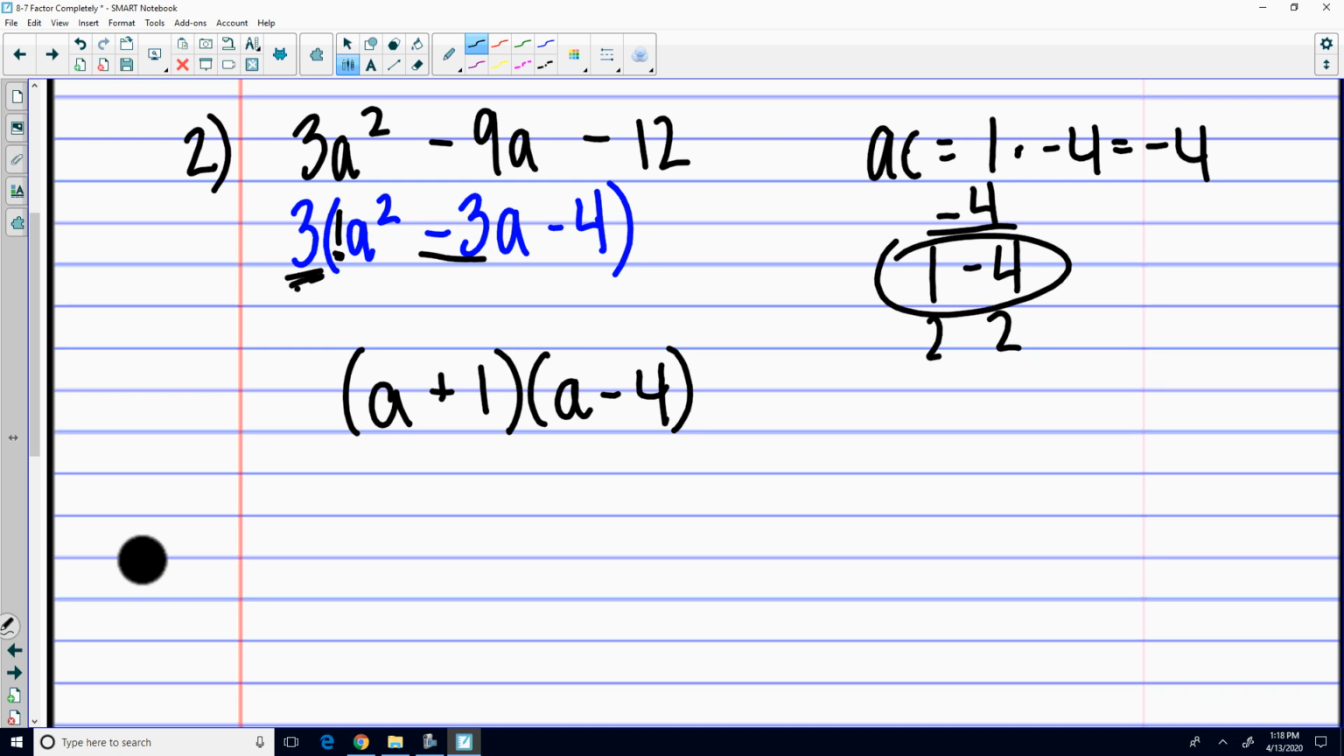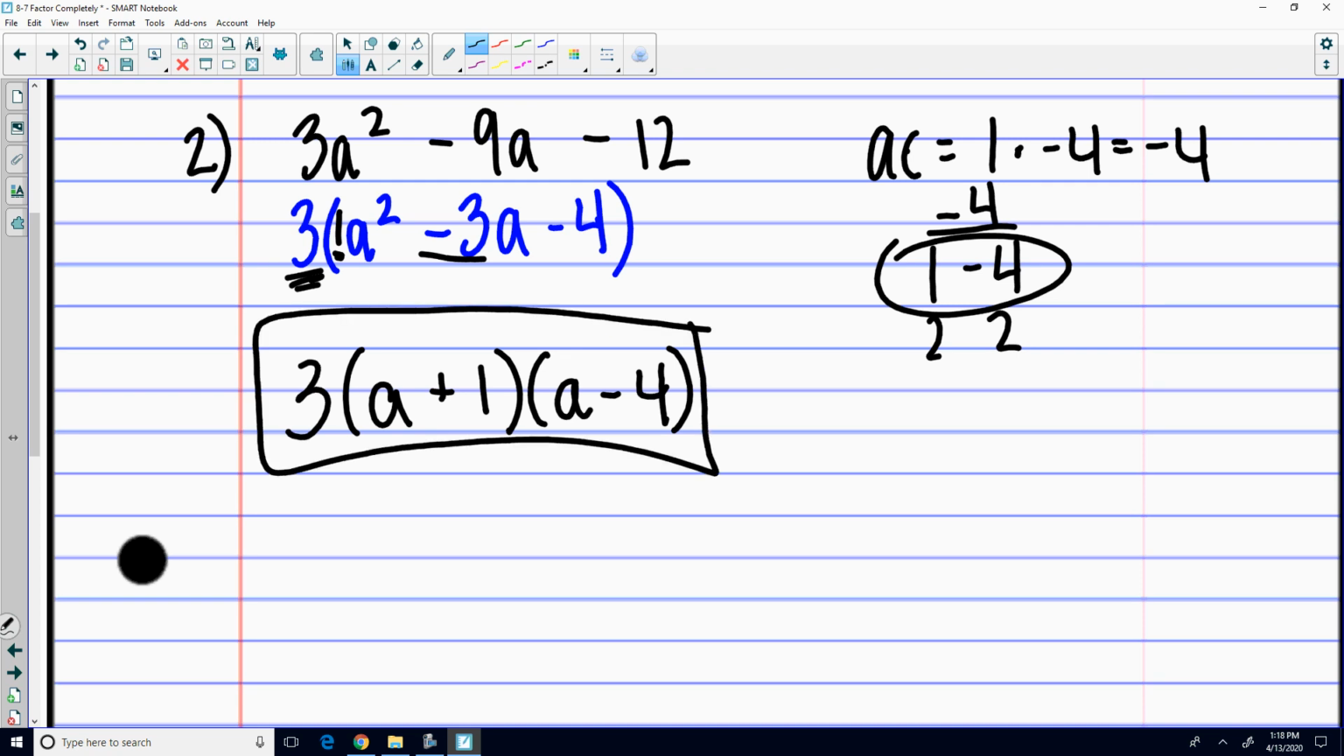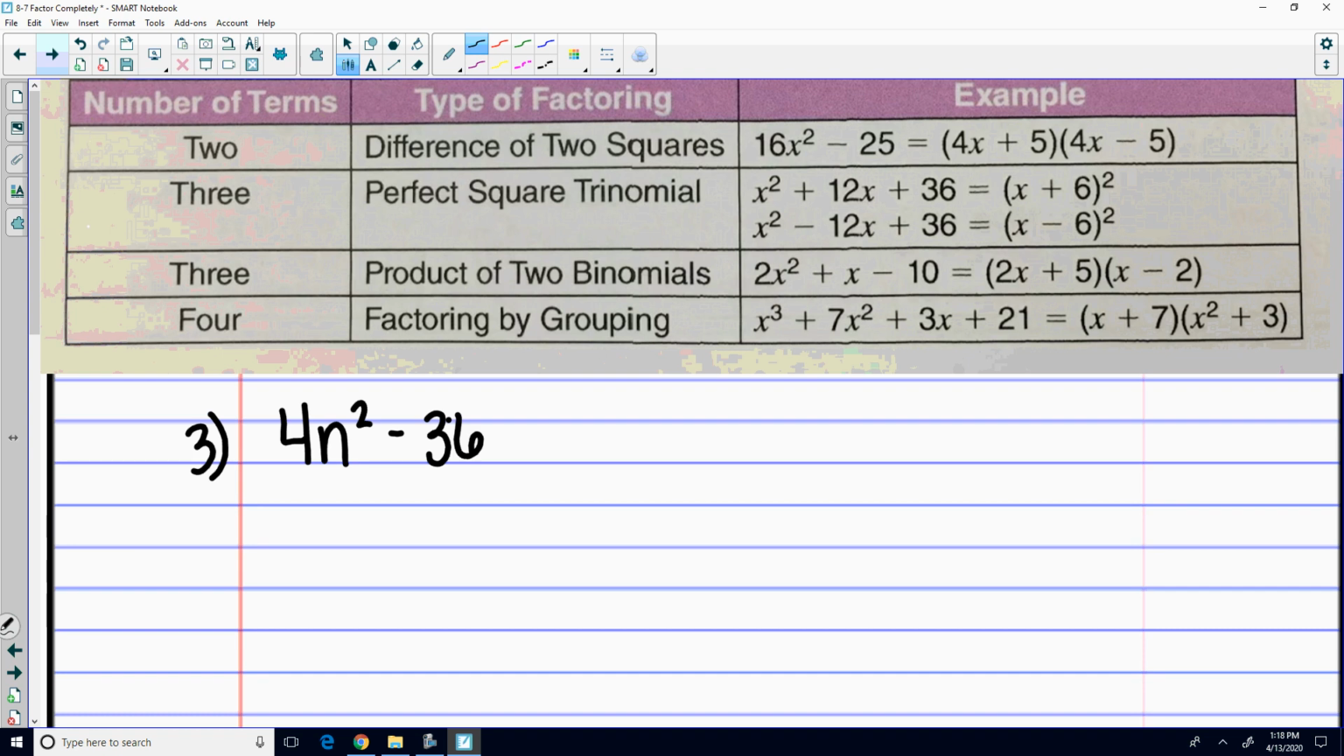And then I don't want to forget, I need to add this 3 on the outside. It is now factored completely. I know this is tricky, so if you need to go back and watch my problems, do that. All right, number 3. Oh, there's only 2 terms. Well, I only have 1 2-term type thing up here, so hopefully it fits.